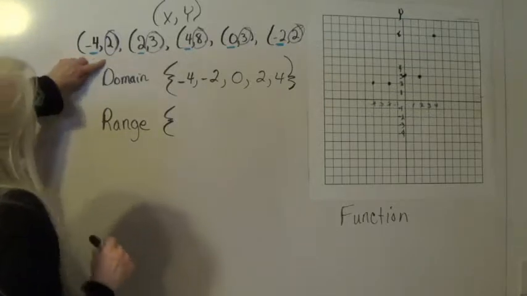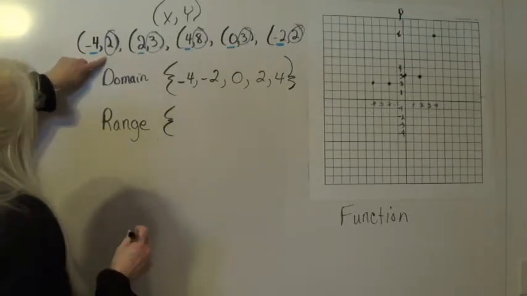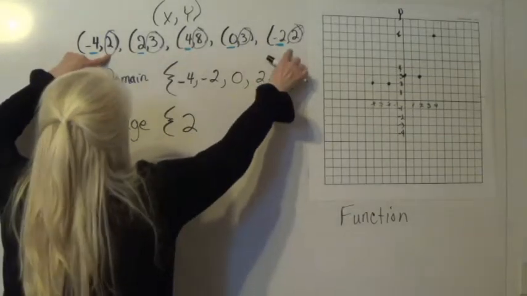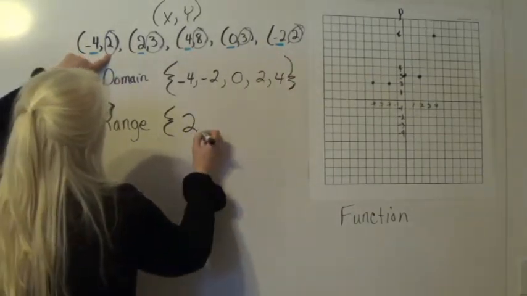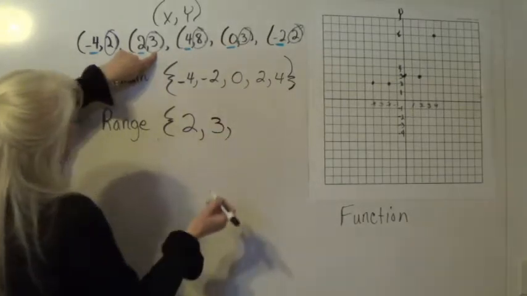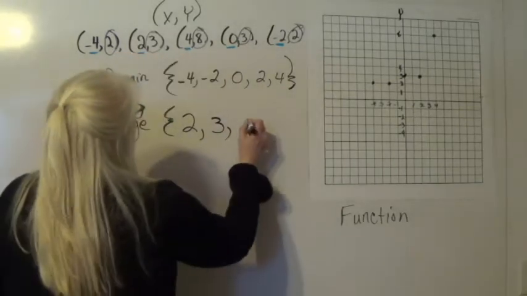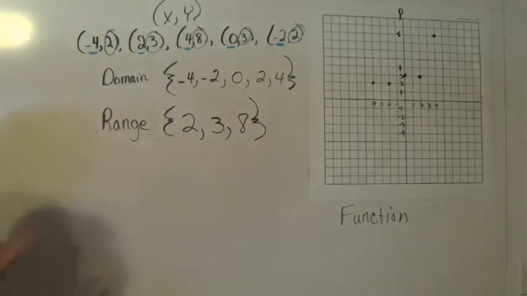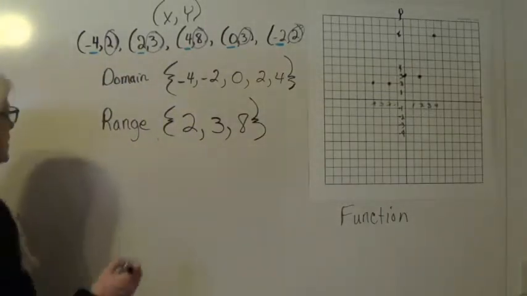So let's see if we can get them in numerical order. It looks like 2's the smallest, and I've got 2 of those, and I'm just going to list them once, and then it goes to 3, and I've got 2 of those, I'm just going to list it once, and then I've got my 8. So here's my range. And now let's go on ahead and make one of those mapping diagrams.